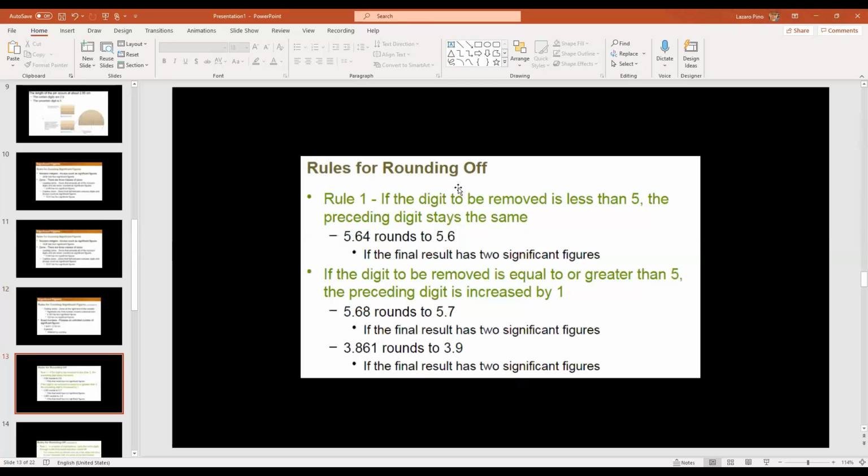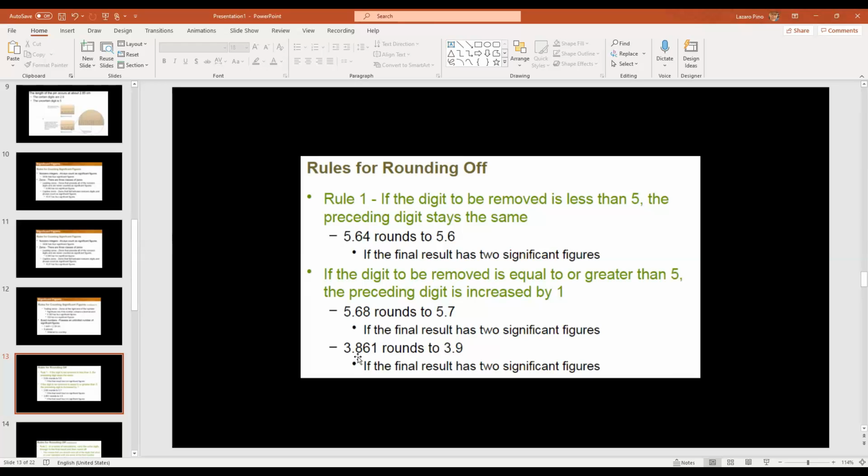Rounding off, well, it is not new for you. If the number that you have to skip, in this case 4, is lower than 5, we skip that number, and the rounded number is 5.6. In this case, the number that you will skip is higher than 5, then you add a 1 to the 6, and the resulting number is 5.7.